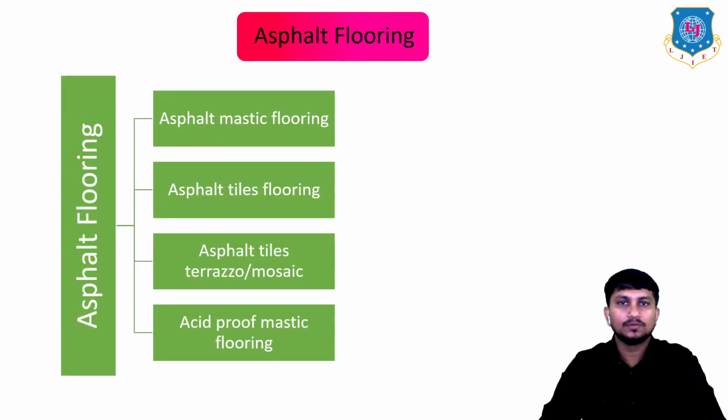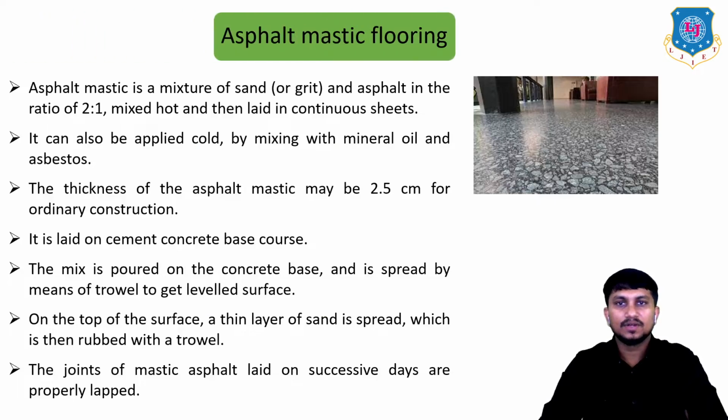Now let's see the next type of flooring, which is asphalt flooring. This flooring is further divided into four types like asphalt mastic flooring, asphalt tiles flooring, asphalt tiles terrazzo, then asphalt acid proof mastic flooring, etc. First, we will see asphalt mastic flooring. This asphalt mastic is a mixture of sand or grit and asphalt in ratio of 2:1, mixed hot and then laid in continuous sheets. This flooring can also be applied cold by mixing with mineral oil and asbestos.